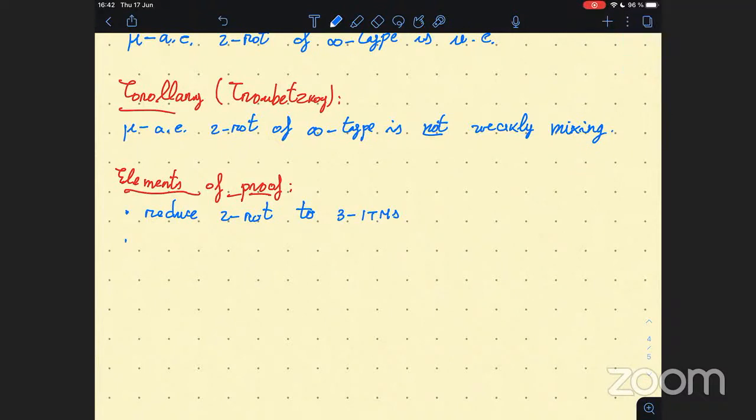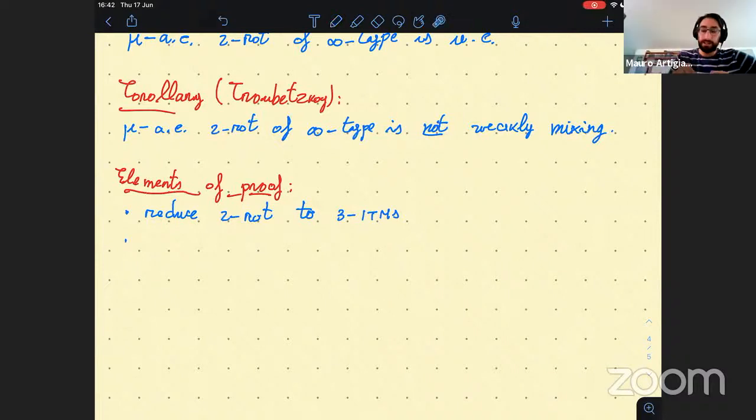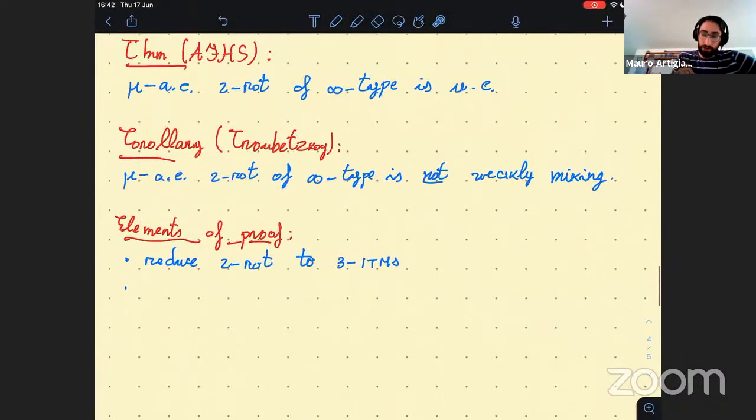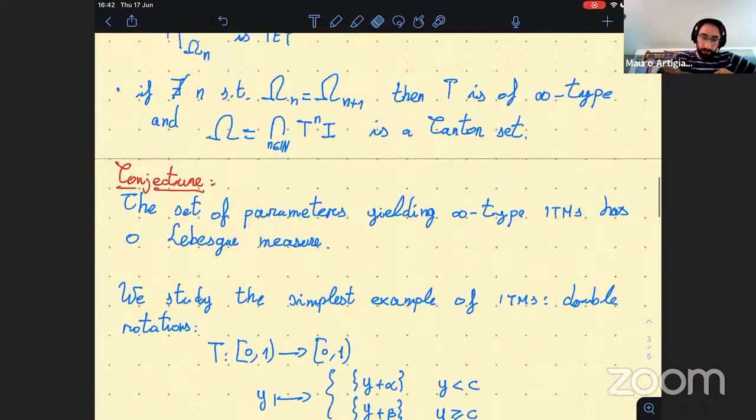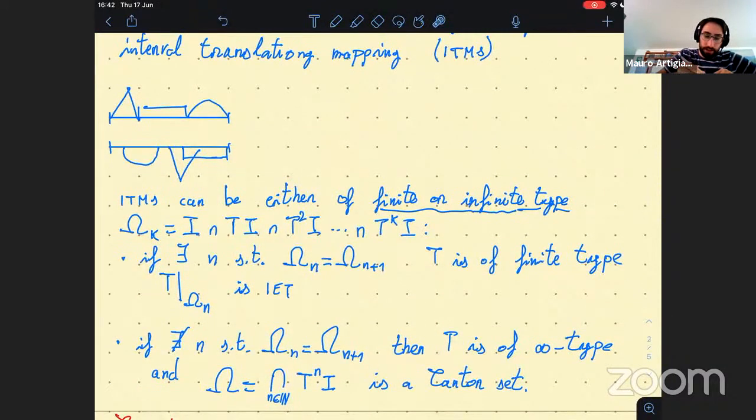What does it mean, reduce? Can you give a sense of what reduce means? Yes. You have a double rotation, right? So the interval and its images. Let me do a drawing. You don't want something like the drawing that I had before. I don't want the beginning of the interval or the end to not be covered, so I can simply shrink there. And after I do that, I can give different names to the intervals, and I can represent my double rotation as a 3-IET.